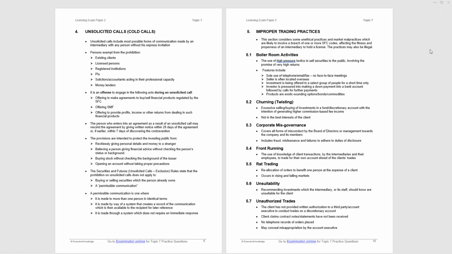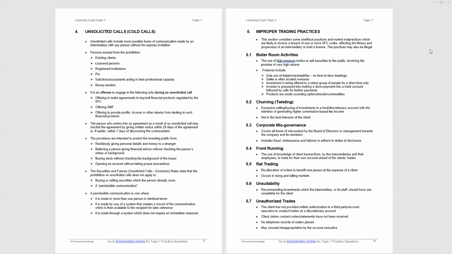However, there are exemptions, and the exemptions are just above. Persons exempt from prohibition. In other words, you can cold call these individuals: existing clients, licensed persons, registered institutions, well, that's all intermediaries, PIs, professional investors, solicitors, accountants, where they're acting in their professional capacity with regard to the call, and money lenders. All of those can be called without it being illegal. Now, remember that the offence is with regard to trying to sell something. If you're cold calling to set up a meeting, that does not come under the legislation that we are dealing with here.